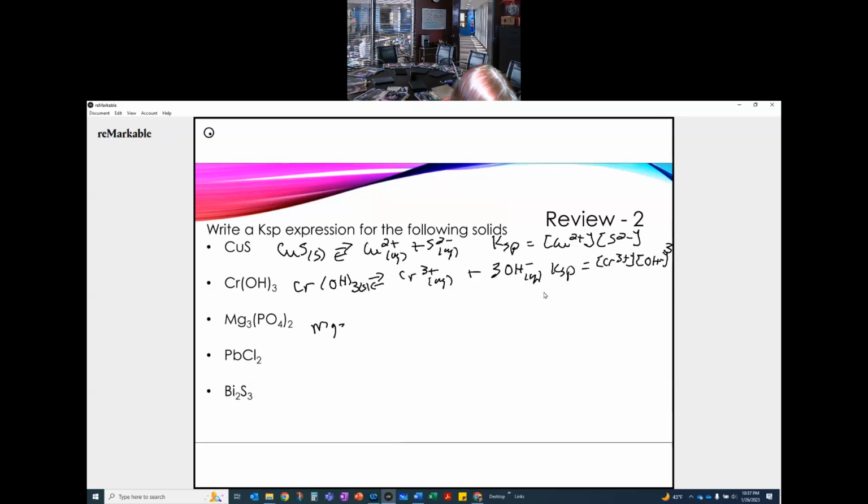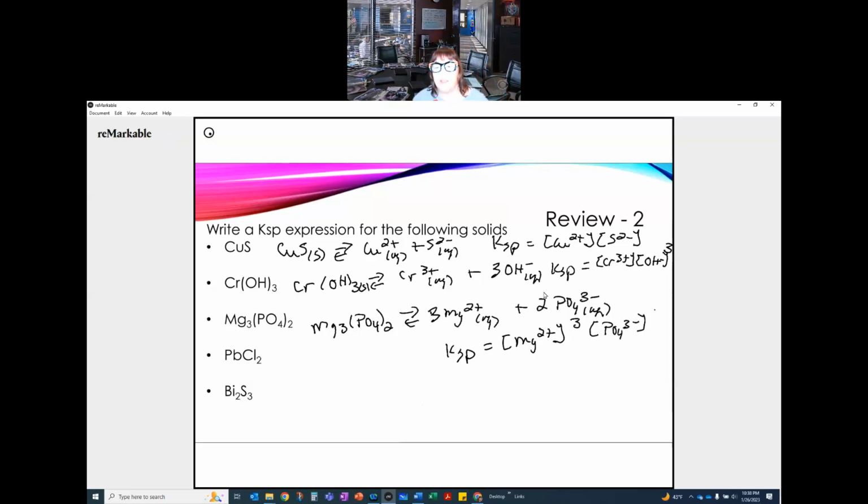Well, Mg3(PO4)2 comes apart to give me 3 Mg2+, which is aqueous, plus 2 PO4 3-, which is aqueous. And the Ksp for that is going to be equal to Mg2+, that ion, cubed, because there are three of them, times the PO4 3-, that ion, squared, because there are two of them. So that's my Ksp for that thing. There are lots of ions there, so we end up with a big expression.